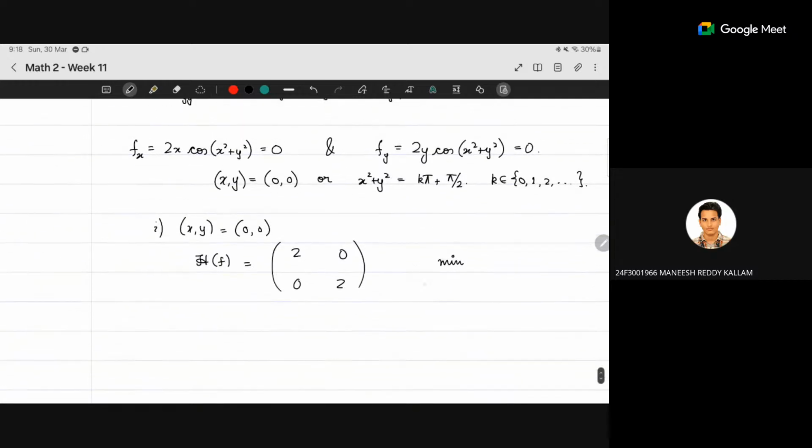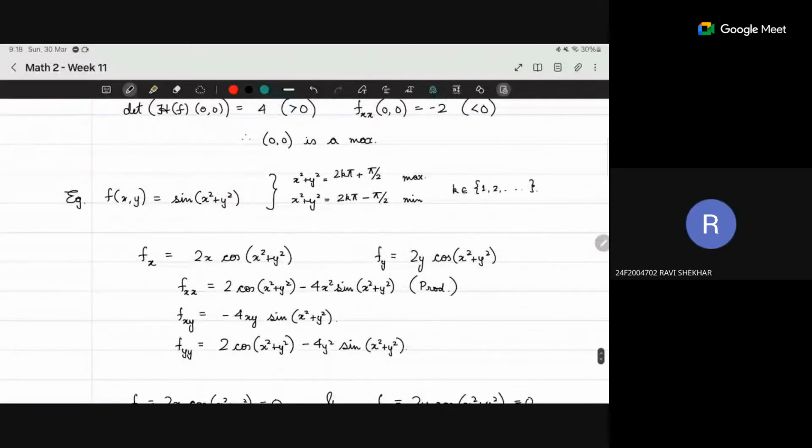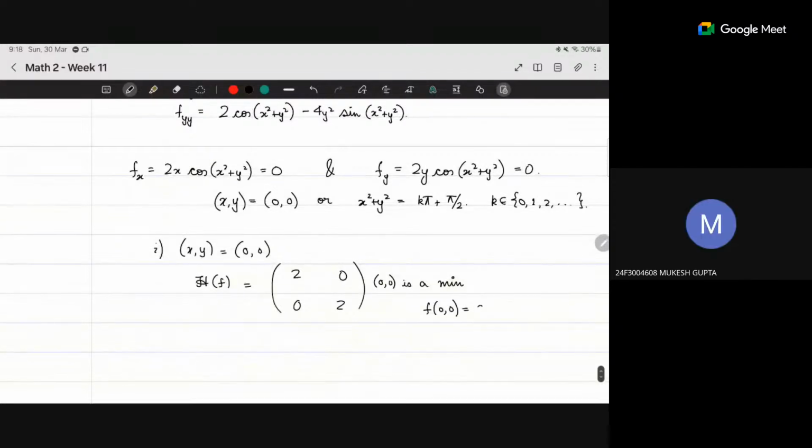What is the function value at 0, 0? It is sine of x square plus y square, so 0. So this is something sort of unexpected, right? The minimum value of the sine function is not 0, but yet this Hessian test is telling me that this is a minimum. So this is one more cautionary demonstration that it detects only local minima.